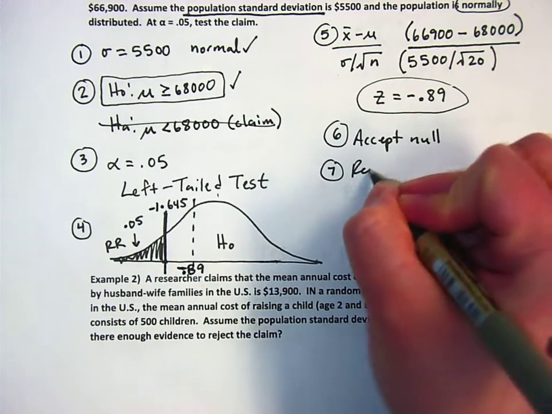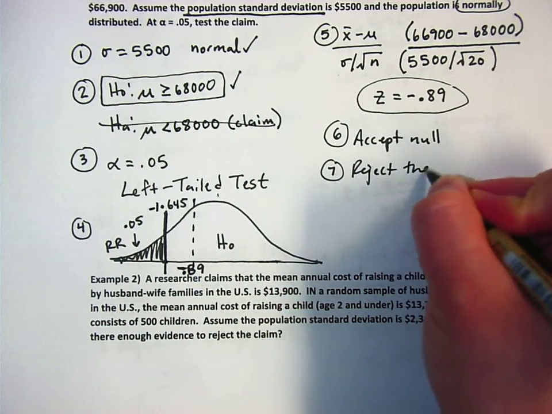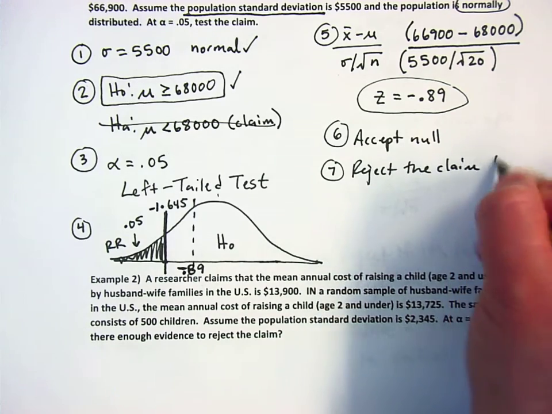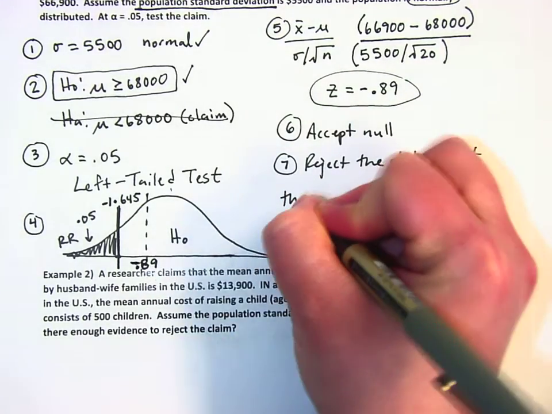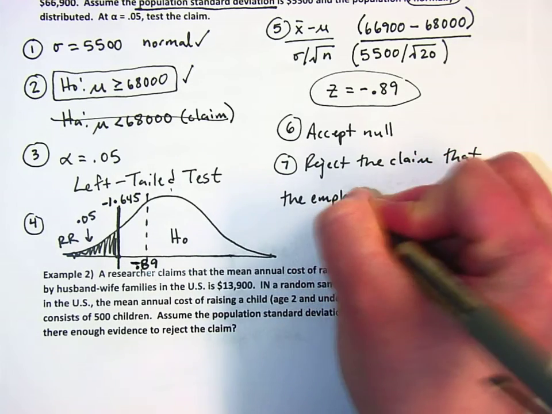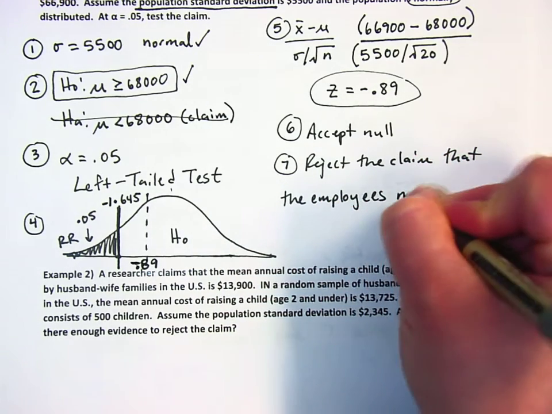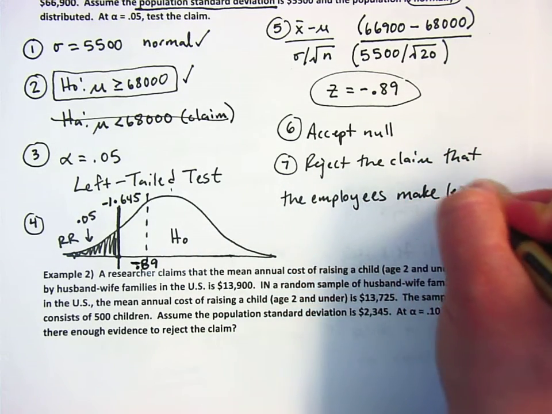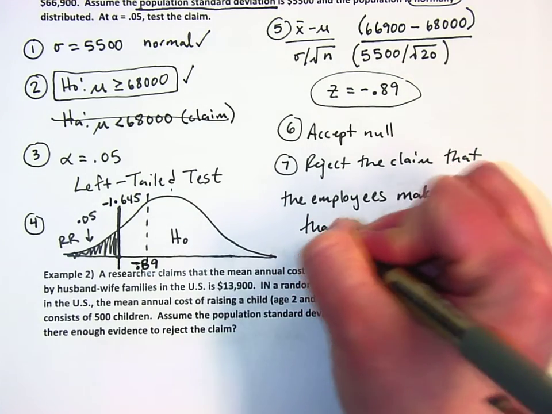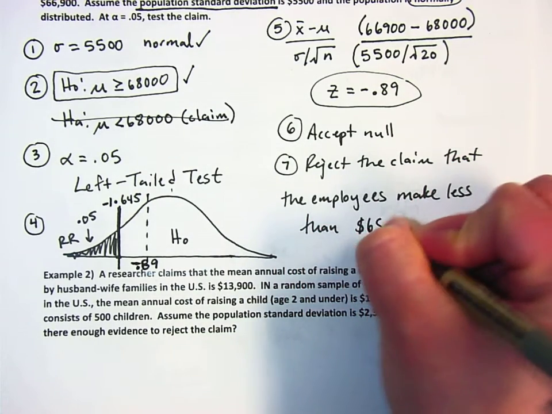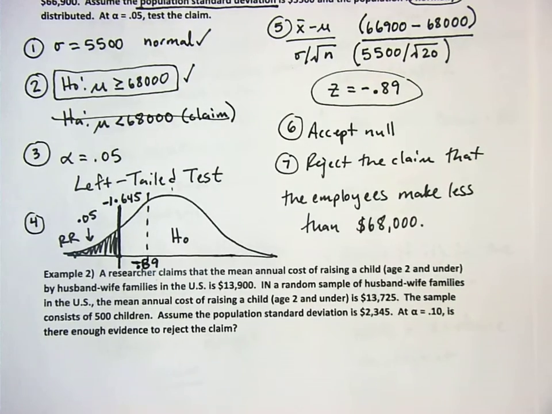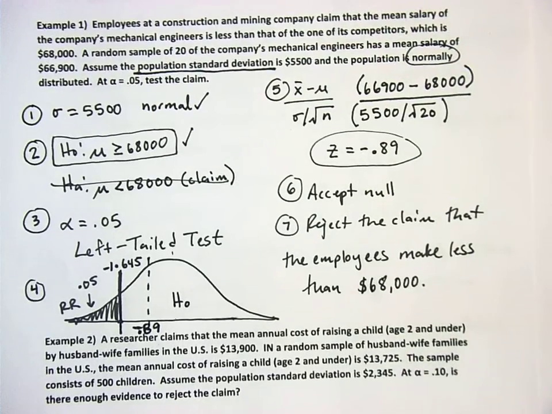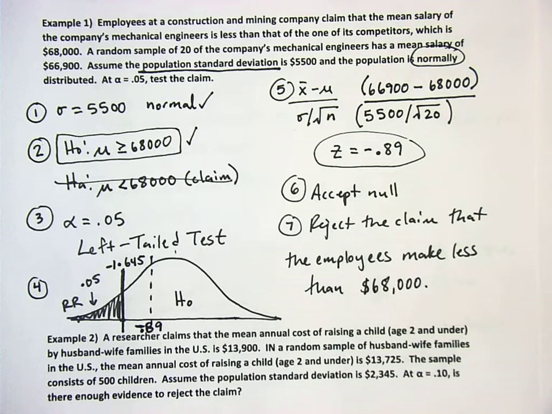So I'm going to reject the claim that, and this is the part where I have to write a sentence, the employees make less than $68,000 on average. And that's it for example 1.